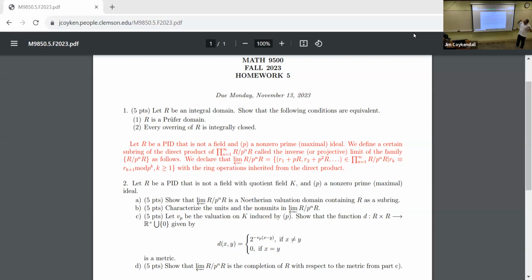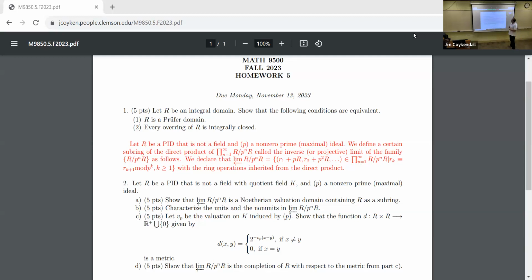So we're going to define a certain subring of the direct product. You can take R mod P squared, R mod P cubed, R mod P to the fourth, forever and ever, and make the direct product of those. Now this is a big messy ring that's full of zero divisors, I think we would all have to agree. For example, Z mod 2, Z mod 4, Z mod 8, Z mod 16. This is the direct product that's full of zero divisors.